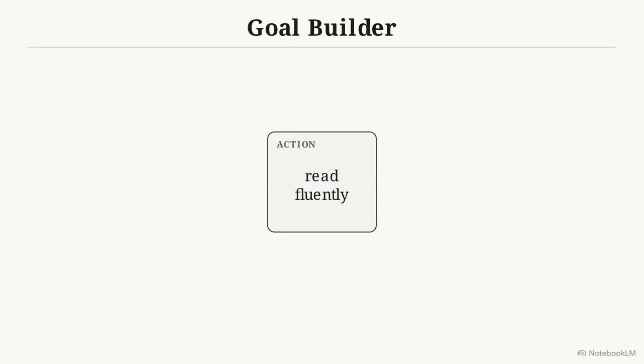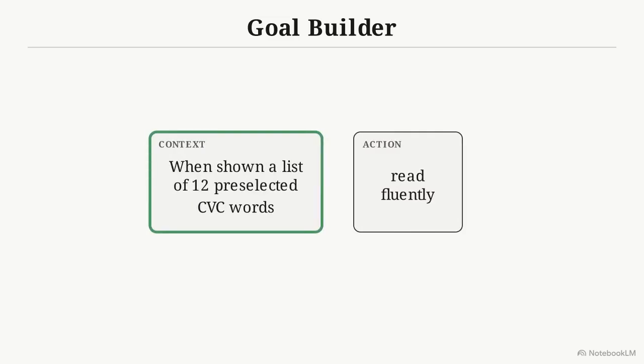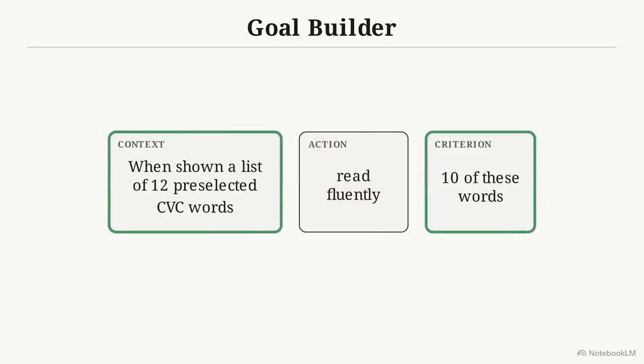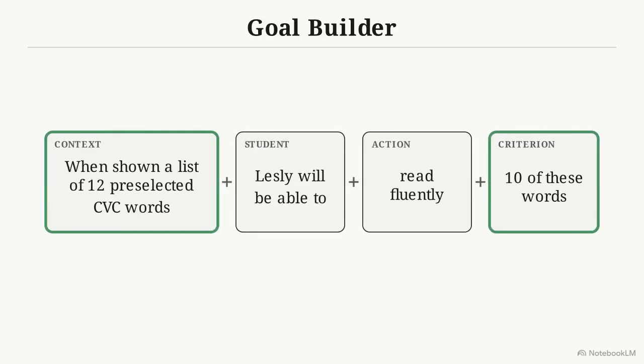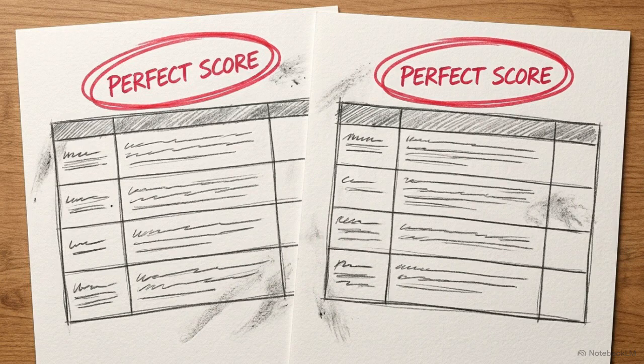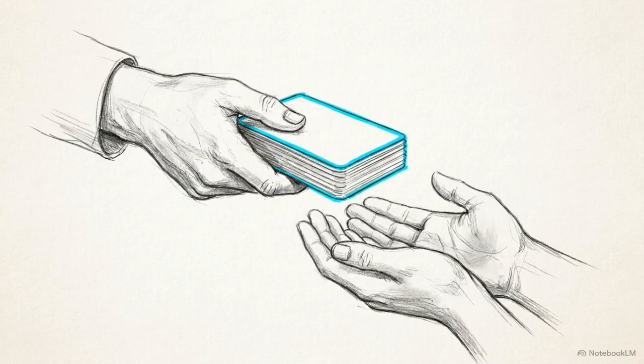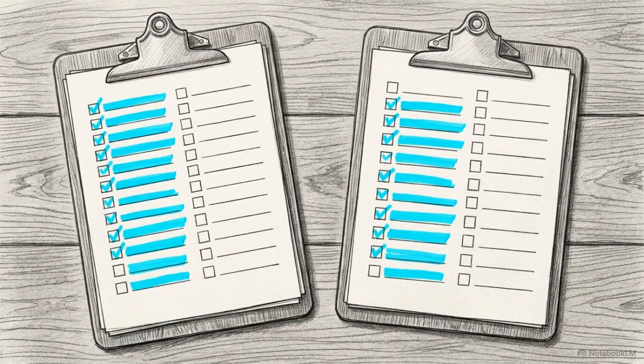Back to our interface. We add our context: when shown a list of 12 pre-selected CBC words. Then we add our criterion. She needs to read 10 of these words. By setting strict conditions and a clear threshold, you eliminate personal bias. Any educator can hand Leslie that specific list of 12 words, count how many she reads correctly, and arrive at the exact same conclusion about her performance.